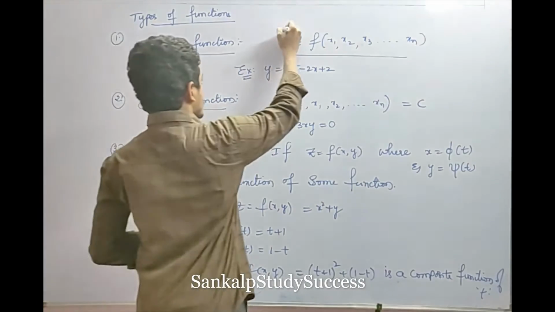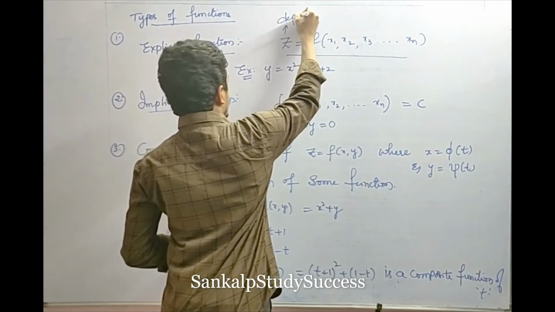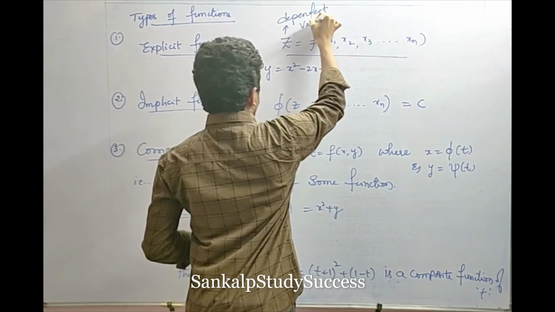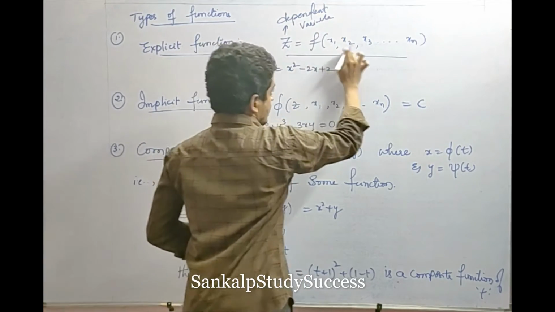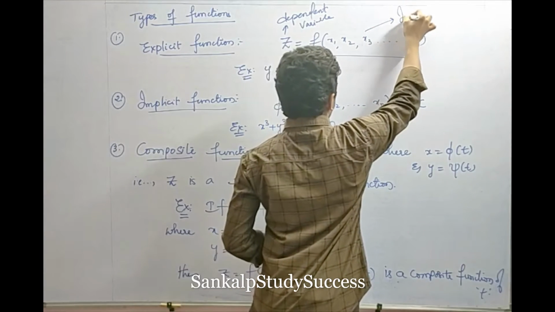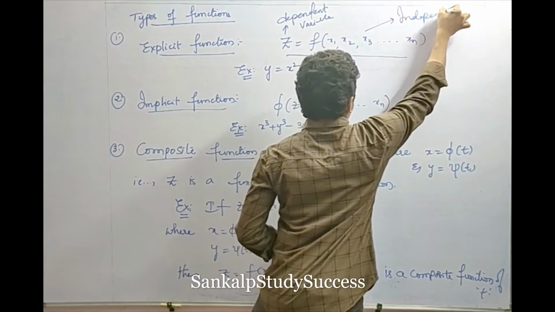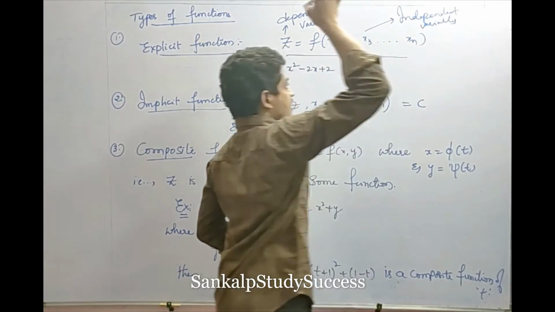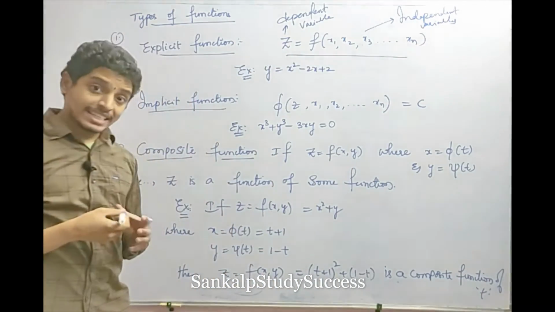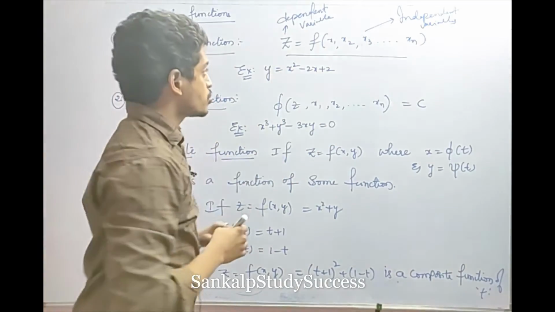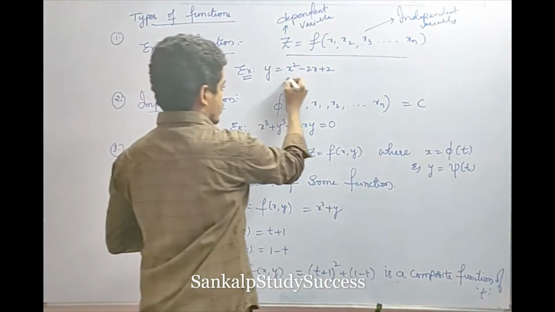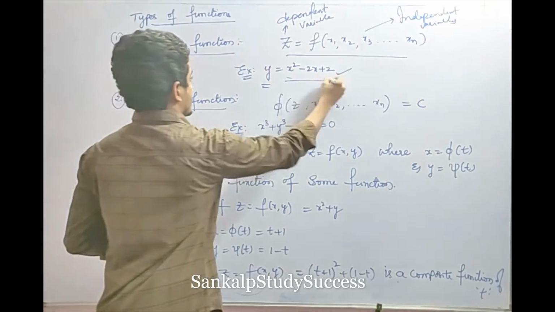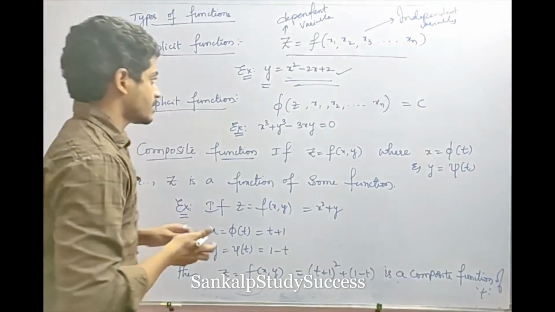See, here z is called the dependent variable. Okay, z is called the dependent variable. Here, these are called independent variables. I already told you that the x-axis is nothing but the independent variable and the y-axis is nothing but the dependent variable, right? So, for example, y equals x square minus 2x plus 2. This is an explicit function. So, y is different, x is different. Just look at it that way. This is an explicit function.